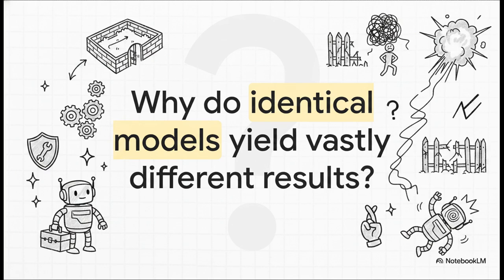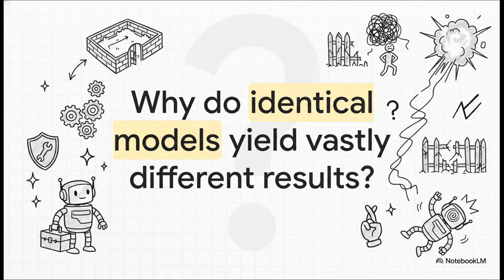Which leads us to a really provocative question. Seriously, think about this for a second. Why is it that 2 totally different development teams, hitting the exact same underlying API, like the latest GPT or Claude model, end up with vastly different results? One team builds an agent that hallucinates its way into a corner and totally crashes, while the other team builds this rock-solid, reliable, autonomous worker.